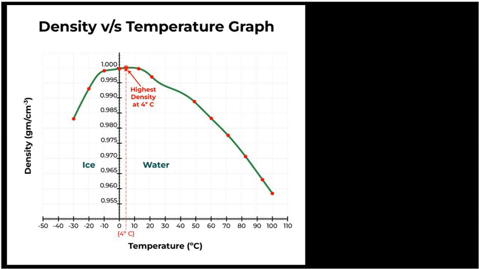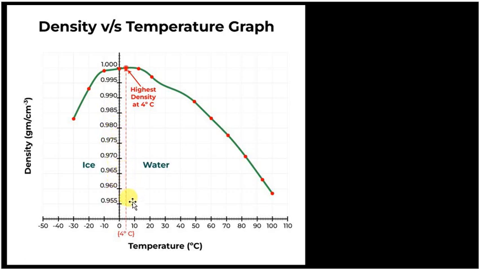So let's take a look at this graph over here. This is a graph of water. Over here on the x-axis, it's always important to look at your axis first. On the x-axis, we have temperature. Over here on the left, we have the colder temperatures. It gets colder over here. Over here on the right, we have the hotter temperatures. And the y-axis shows us the densities.